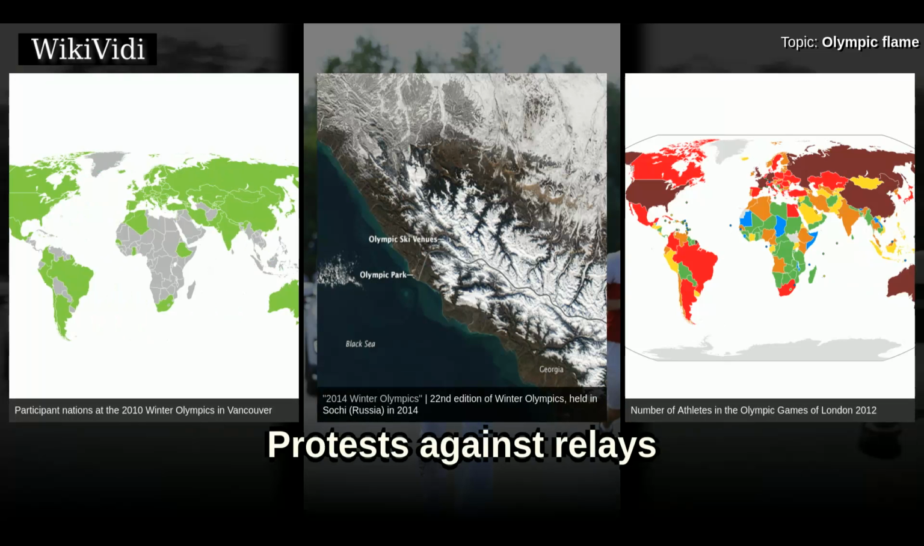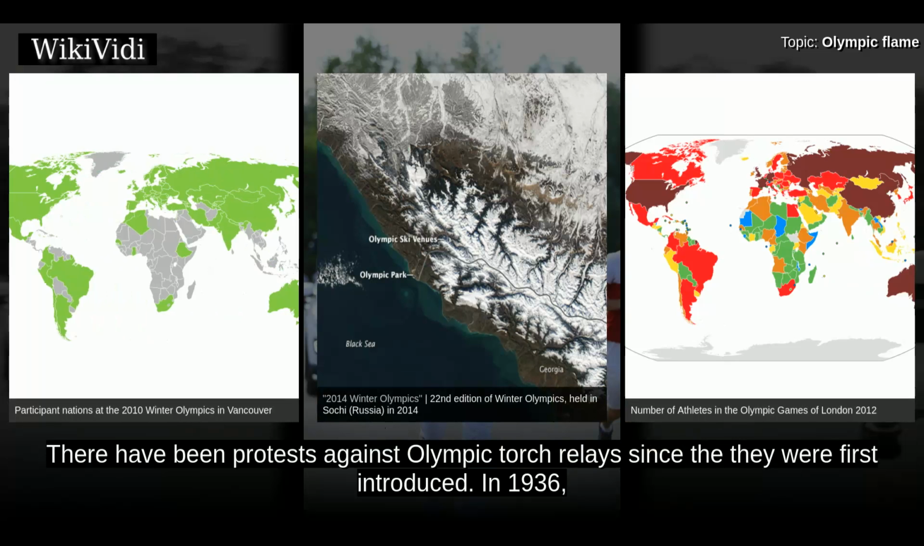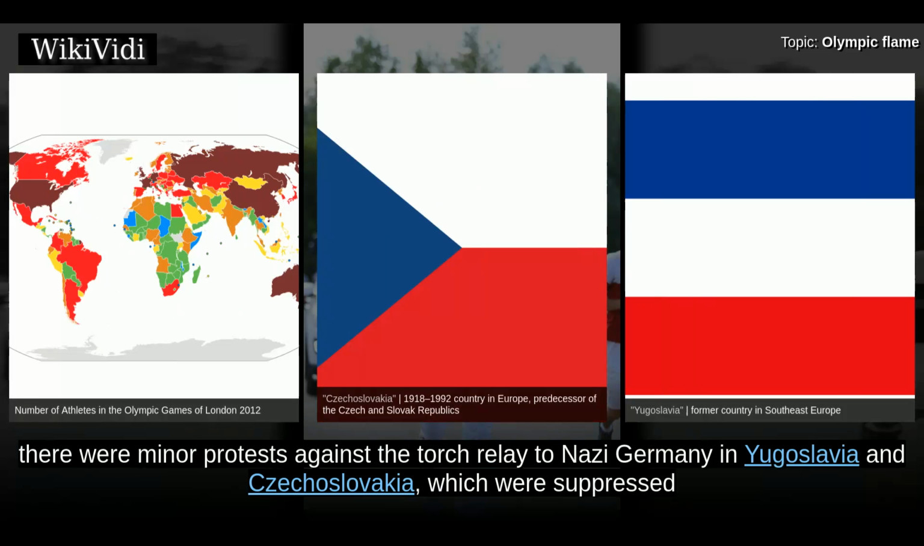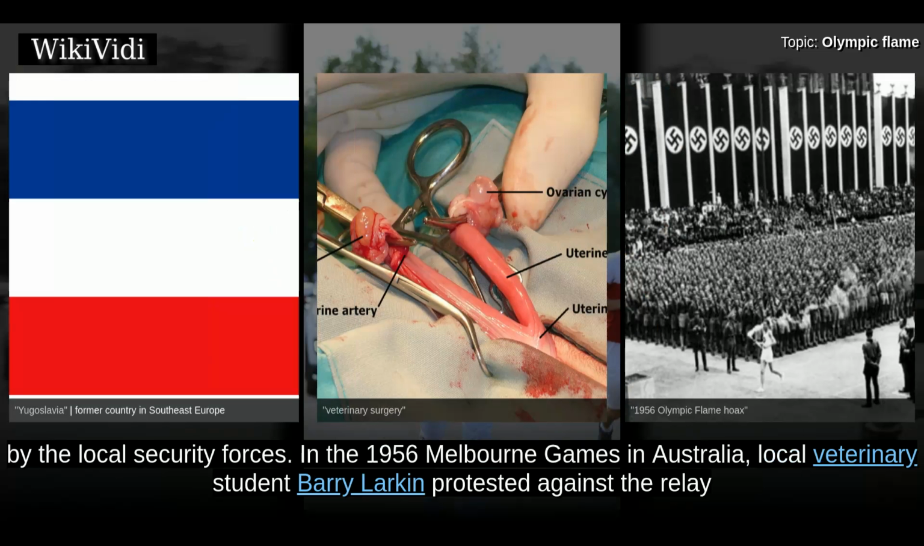Protests against relays. There have been protests against Olympic torch relays since they were first introduced. In 1936, there were minor protests against the torch relay to Nazi Germany in Yugoslavia and Czechoslovakia, which was suppressed by the local security forces.